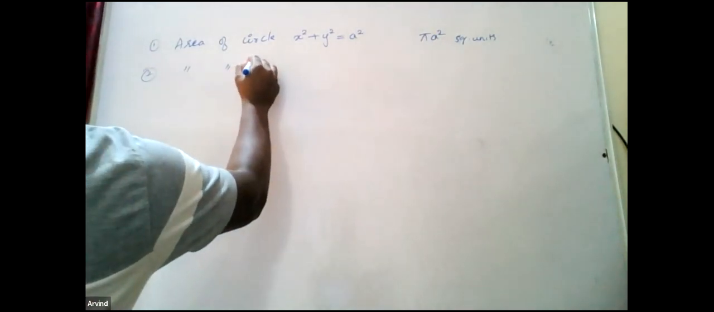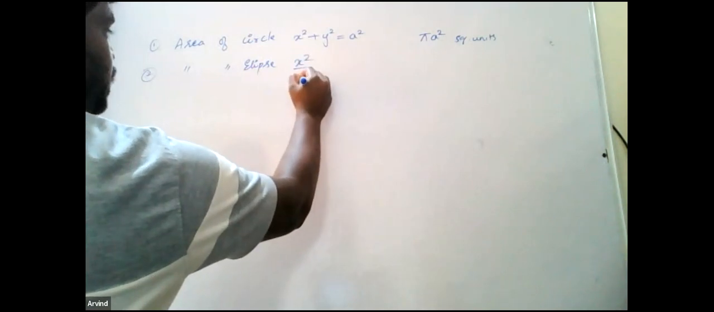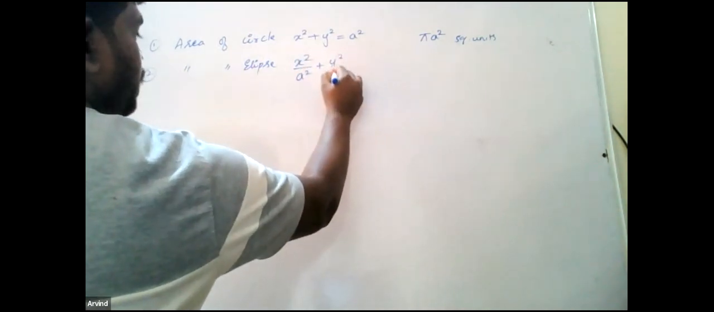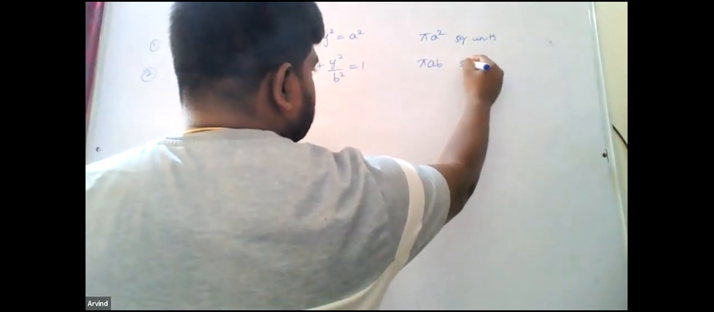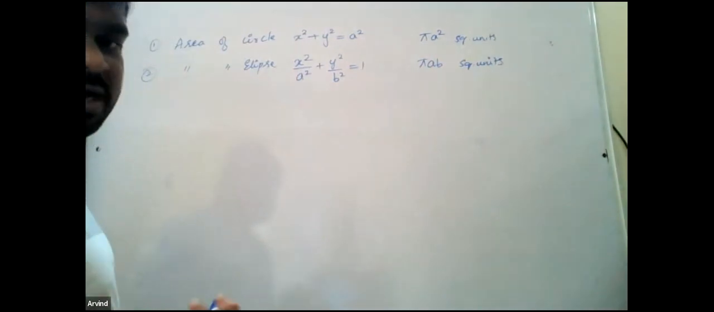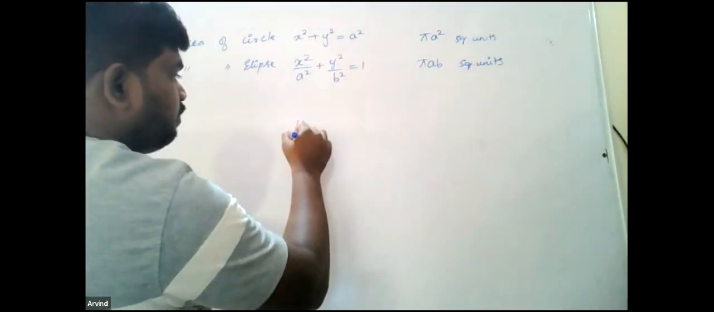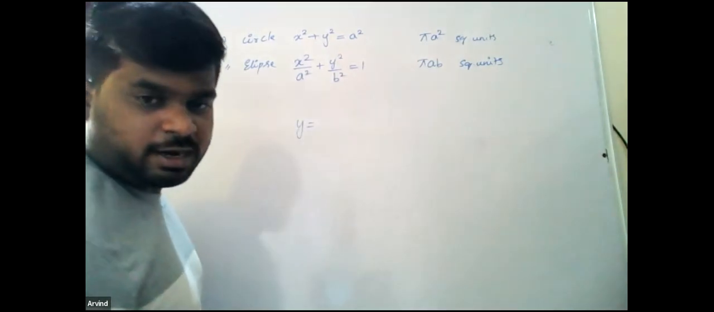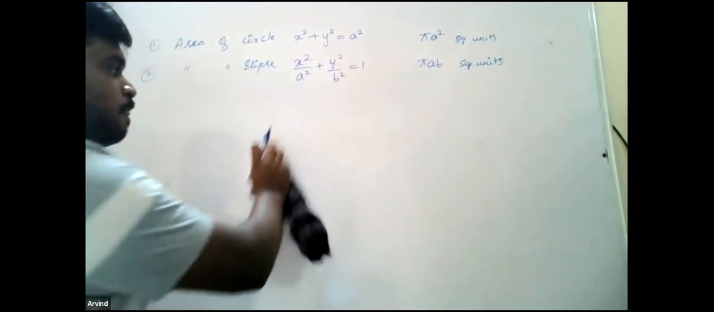Area of ellipse. If the ellipse is in this form, x square by a square plus y square by b square is equal to 1, then the area is given by the formula pi ab square units. Okay, if you know the formula, it will be very easy. Otherwise, you have to integrate the function. It will take time. But if you remember the formulas, you can easily do it.